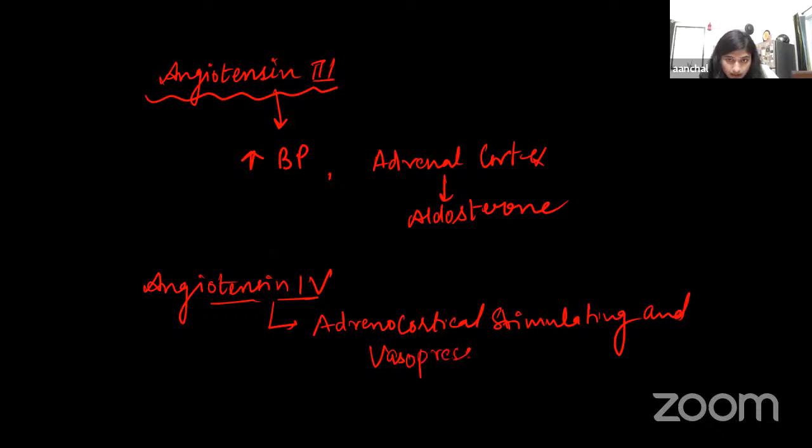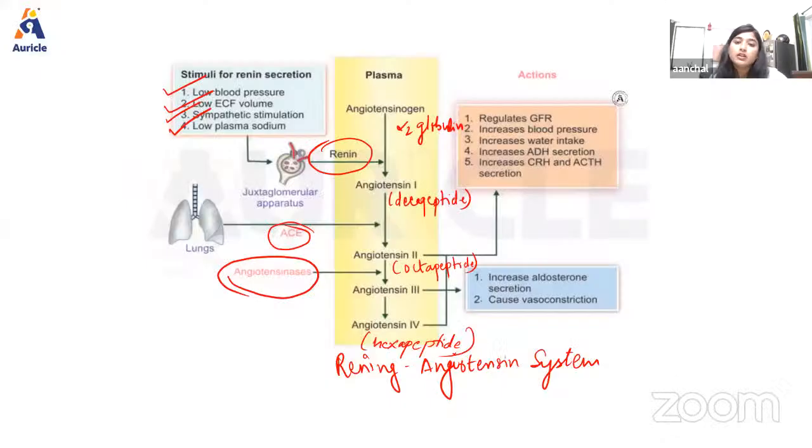So basically, in this way, it is also responsible for increasing the blood pressure, right? So we have discussed all about angiotensin 1, 2, 3, and 4. Now back to the chart.